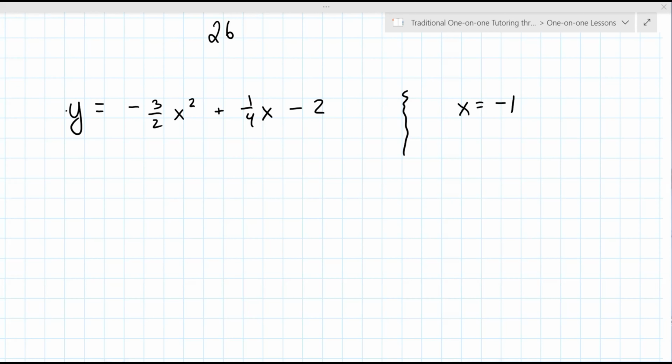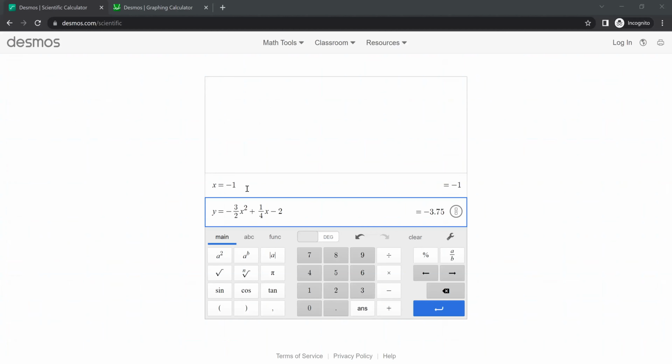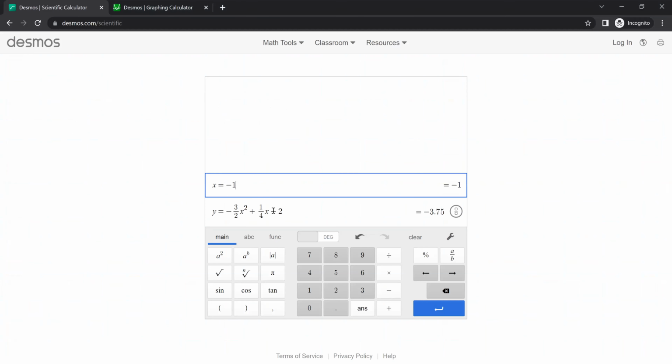How are you doing on that one, Jeremiah? I put it in the calculator, but it's not showing an answer. Okay, so let me share my screen, and maybe there's something that you're not doing. Let me go back to that screen. Okay, so here's my screen. Did you type in x equals minus one and then hit enter? No, I typed the entire problem.